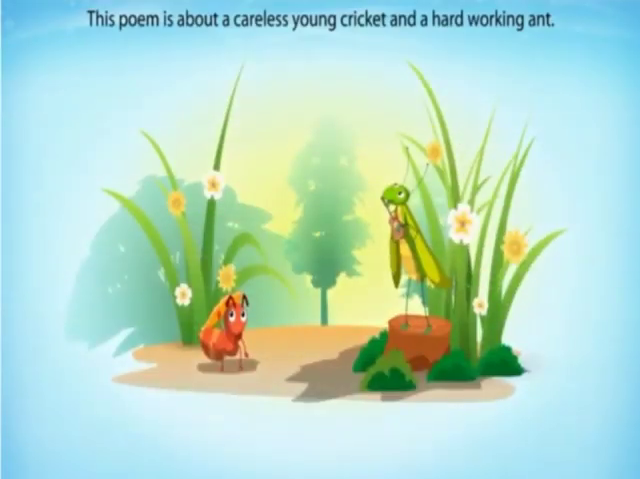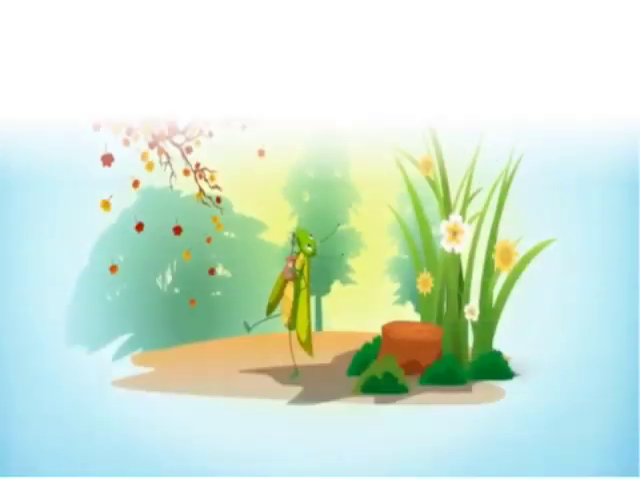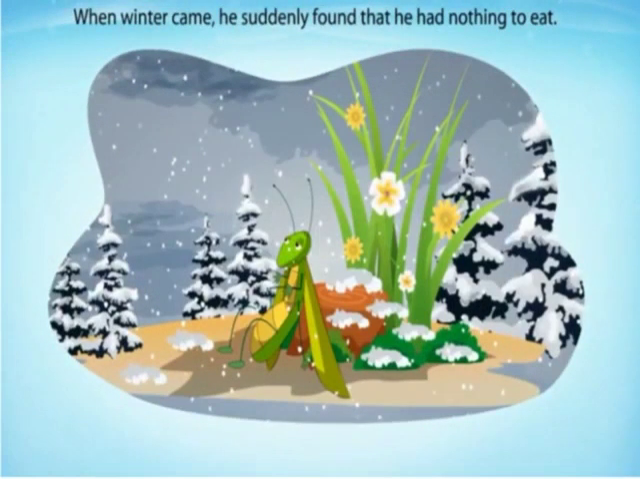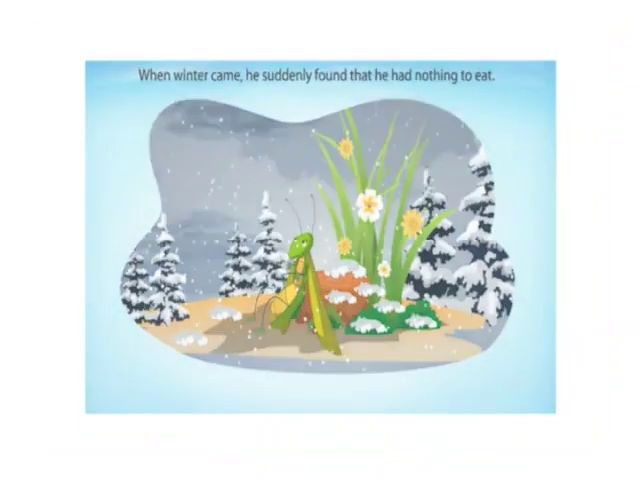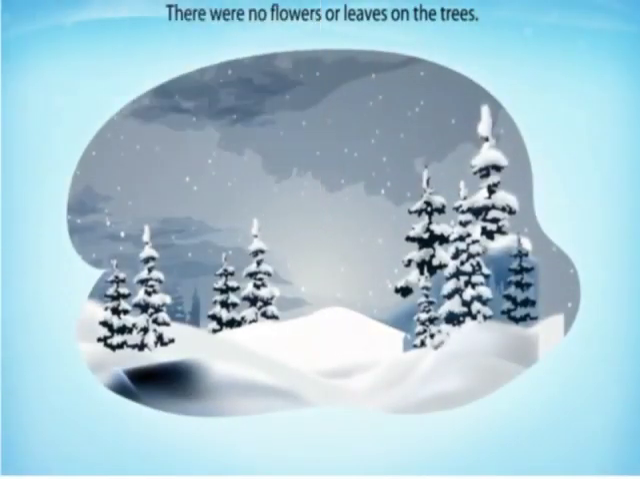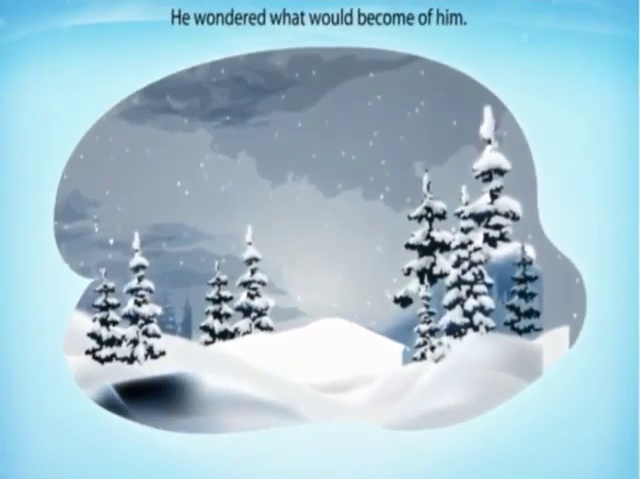A quick recap of what we had learnt in this poem. This poem is about a careless young cricket and a hardworking ant. The young cricket spent the spring and summer singing all day. When the winter came, he suddenly found that he had nothing to eat. The ground was covered with snow. There were no flowers or leaves on the trees. He wondered what would become of him.